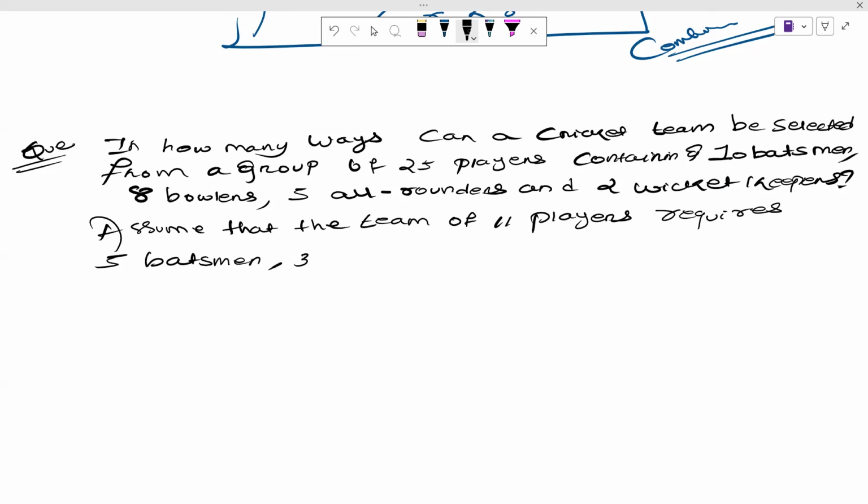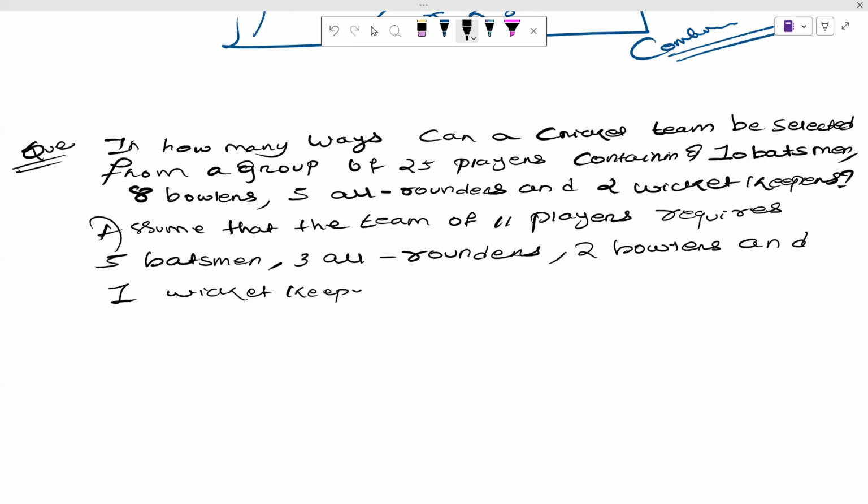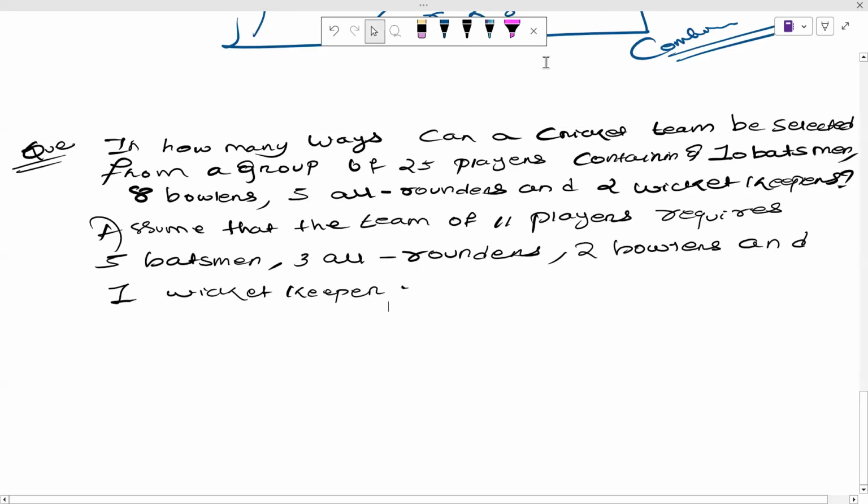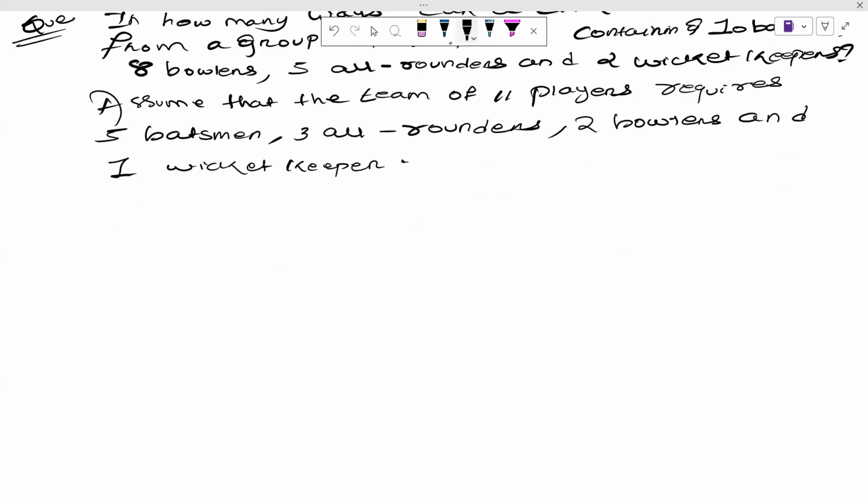So here, 3 all-rounders, 2 bowlers, and 1 wicket keeper. So now you have successfully read the question with me. Please pause the video and start solving it. Hopefully you pause the video and try it. Now see the solution, how to solve it. Those who already solved it can now verify.